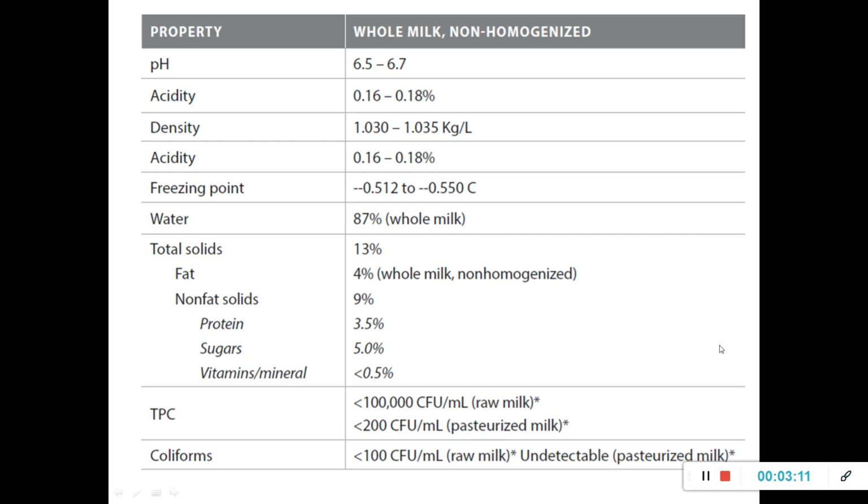Now, coming to the chemical properties, milk has a pH of about 6.5 to 6.7, an acidity of about 0.6 to 0.8%, a density of 1.030 to 1.035 kilograms per liter, and a freezing point of minus 0.512 to minus 0.550. Any change in these chemical parameters, a violation of their stable normal range, will give us a direct indication that some adulteration or spoilage is probably happening in the milk.